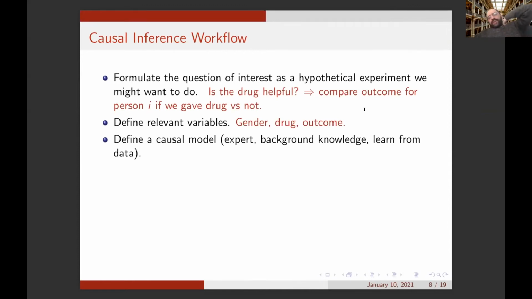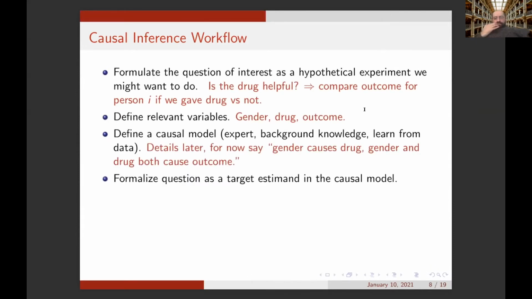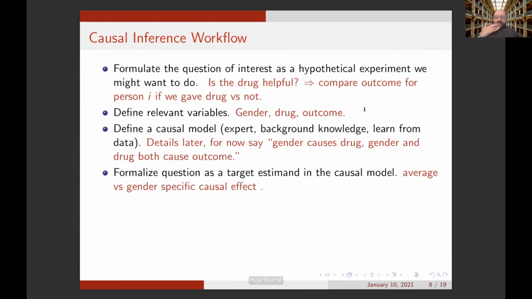And this could be obtained from experts, background knowledge, or learned from data. And details, by later, I mean later in this talk. For now, we can say that gender causes the drug, and gender and drug both cause the outcome. And then, given the model and what we're interested in, we could formalize it as some sort of parameter in the causal model, which is the average versus gender-specific causal effect.